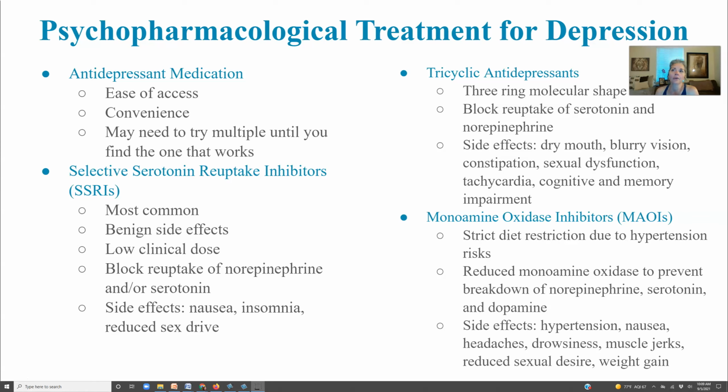And so the reuptake process is one method where it kind of vacuums up and repackages and recycles, but then there's also the monoamine oxidase, which is released, which kind of breaks down the neurotransmitter. MAOIs should be, I'm actually thinking I wrote that wrong, so I'll have to fix that. Anyway, those actually reduce that enzyme from breaking down the norepinephrine, serotonin, and dopamine. Again, the side effects are problematic, and diet is really important when you're on this particular treatment. So, okay.